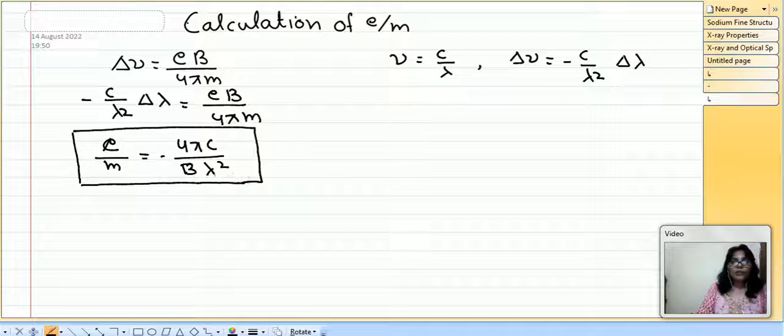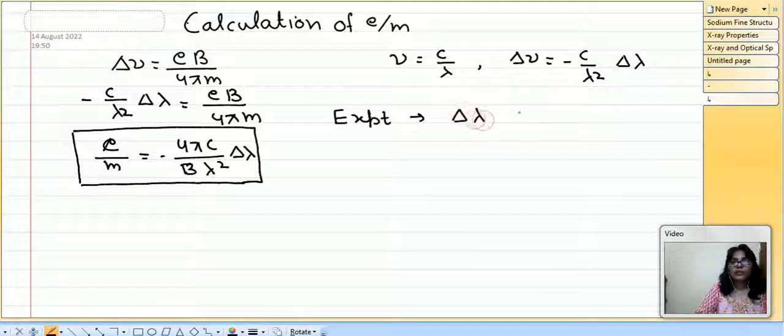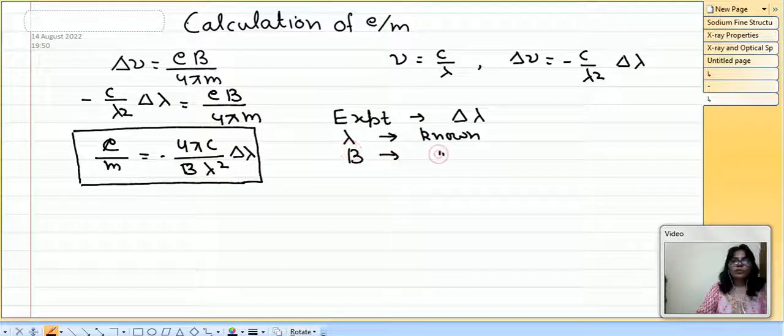So experimentally we can measure the delta. Of course there will be delta lambda. So experimentally we can measure the value of delta lambda, and then we know the value of lambda. It is known, and since we are applying a magnetic field, the magnetic field is also known. So by substituting these values we can calculate the value of e by m using the Zeeman effect experiment. So this is about all. This is all about the Zeeman effect.